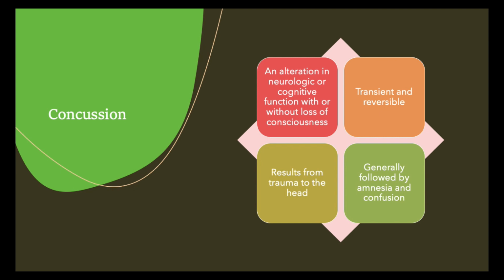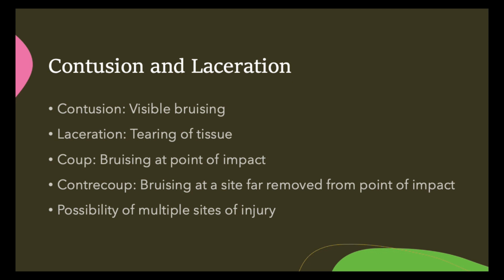Probably the most commonly referred to traumatic brain injury is the concussion, which is any alteration in neurologic or cognitive function with or without loss of consciousness after a head injury. Symptoms can range from mild to moderate to severe. Keep in mind that your head and brain are also just made up of normal tissues, so you can still have contusions, lacerations, and all kinds of other injuries as well.